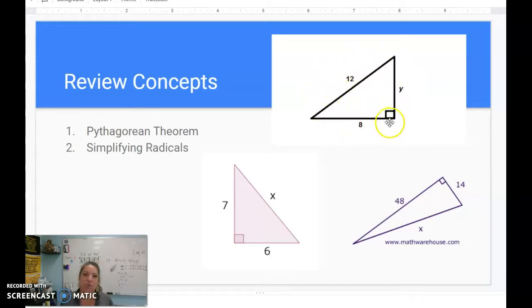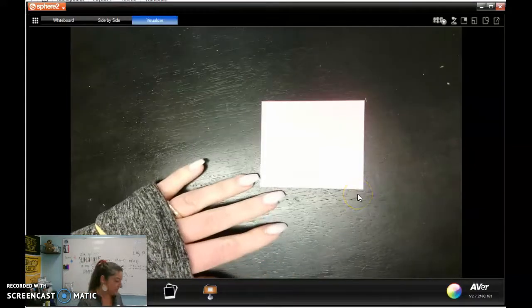So this particular triangle right here. With Pythagorean Theorem, remember it's a squared plus b squared equals c squared. So you would do 8 squared plus y squared equals 12 squared. But with a lot of the Pythagorean Theorem we're going to be doing today, we're going to do a little shorter version of it. Whenever you have something like this and you're looking for a leg, you're going to subtract.